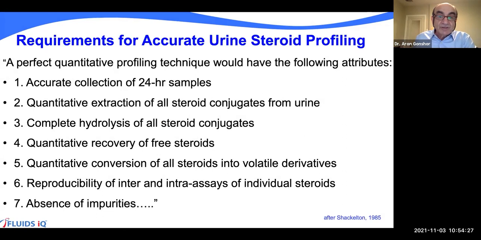And so the requirements for accurate urine steroid profiling have been known for a long time. This is from Shackleton in 1985. This is not new. If you want to perfect a quantitization technique, you need accurate collection for 24 hours. You need to extract in a quantitative way all the steroids that are conjugated in the urine. You need to hydrolyze them to separate them out properly. You need to recover, in effect, truly free steroids, etc.